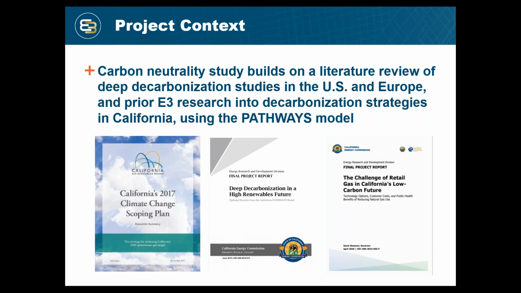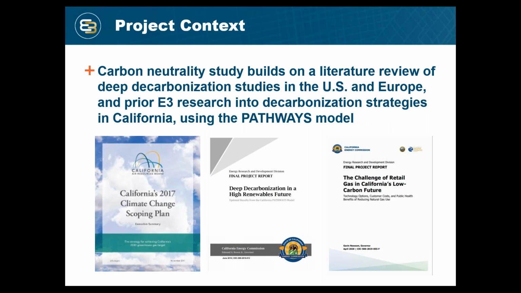This study is building on some prior work that E3 has done with California state energy agencies. In 2017, we supported the Air Resources Board in the development of their 2017 climate change scoping plan that looked at strategies to achieve the state's 2030 climate goals. We built on that in some work that we did for the California Energy Commission as part of an EPIC research grant, looking at scenarios out to 2050. And then we further built on that in a more recent study that was doing a deep dive into decarbonization of retail gas in California.